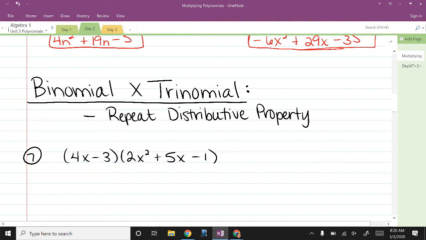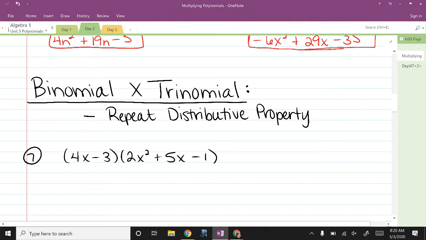I'm old. All right. Binomials times a trinomial. Right? So this is a binomial. Look at my hand. And this one is a trinomial. So when you have a binomial times a trinomial, you're just going to repeat the distributive property. So I'm going to take the 4x and multiply it times all 3 terms. And then I'm going to take negative 3 and multiply it times all 3 terms. So how many times am I going to multiply?